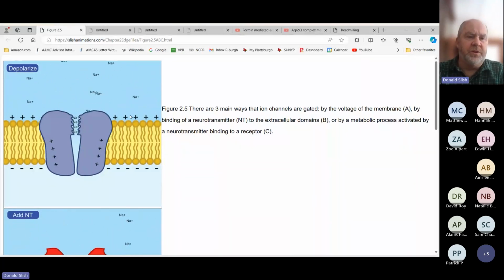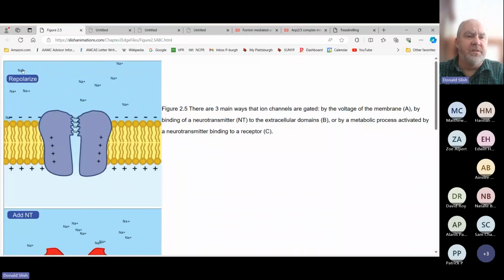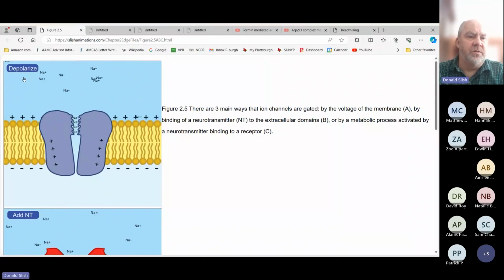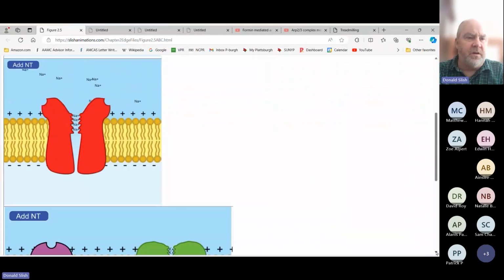Here's your voltage-gated channel. You can see the voltage on the membrane is normally negative inside. When you depolarize, the S4 segment pulls back, the gate opens, and then sodium goes through. Voltage-gated channel.